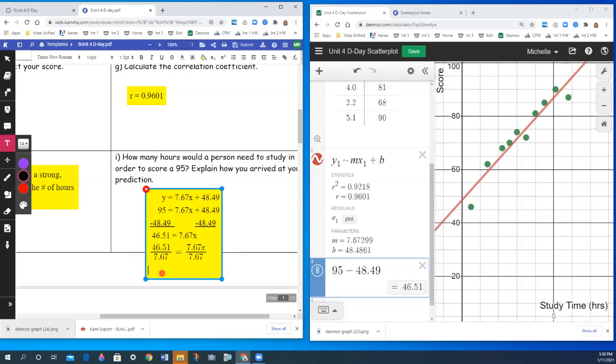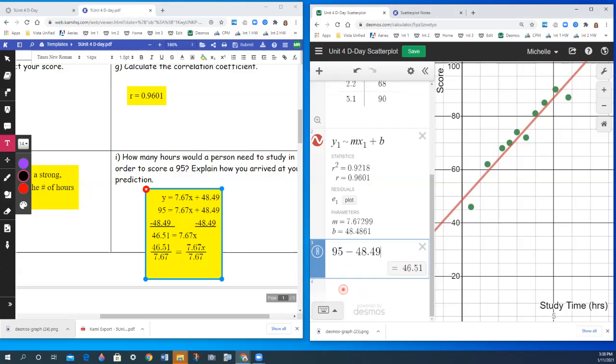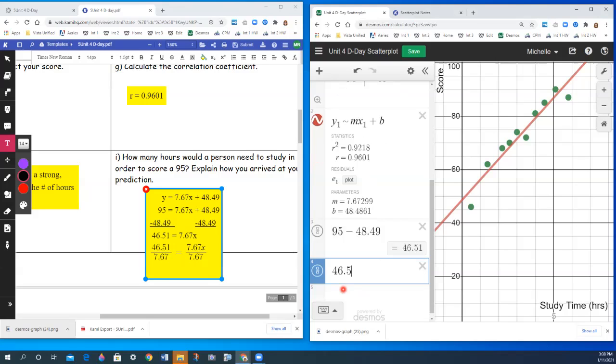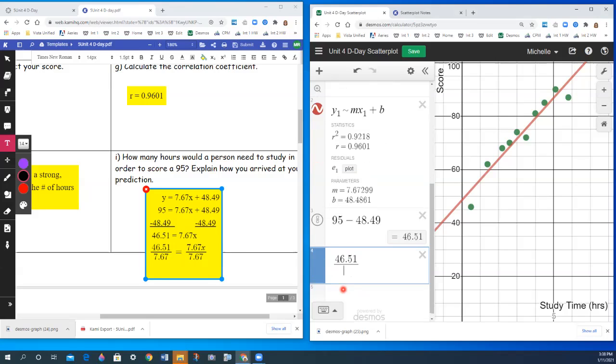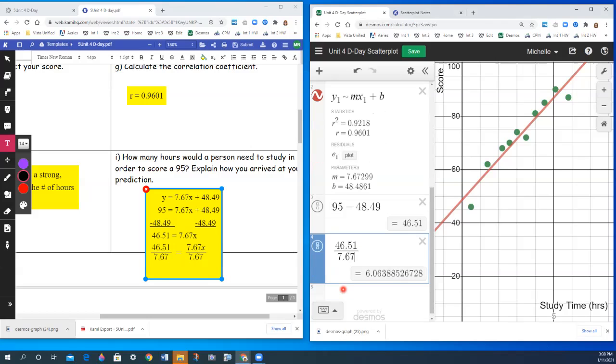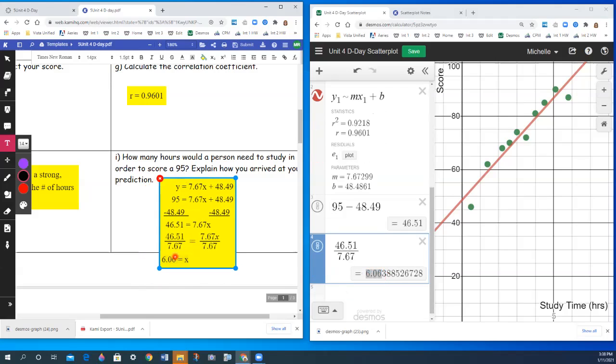And when I do that math, I'm going to take 46.51 divided by 7.67, and I get 6.063, actually 6.06. So that is our x. So if we have a 95, we probably studied about 6 hours.